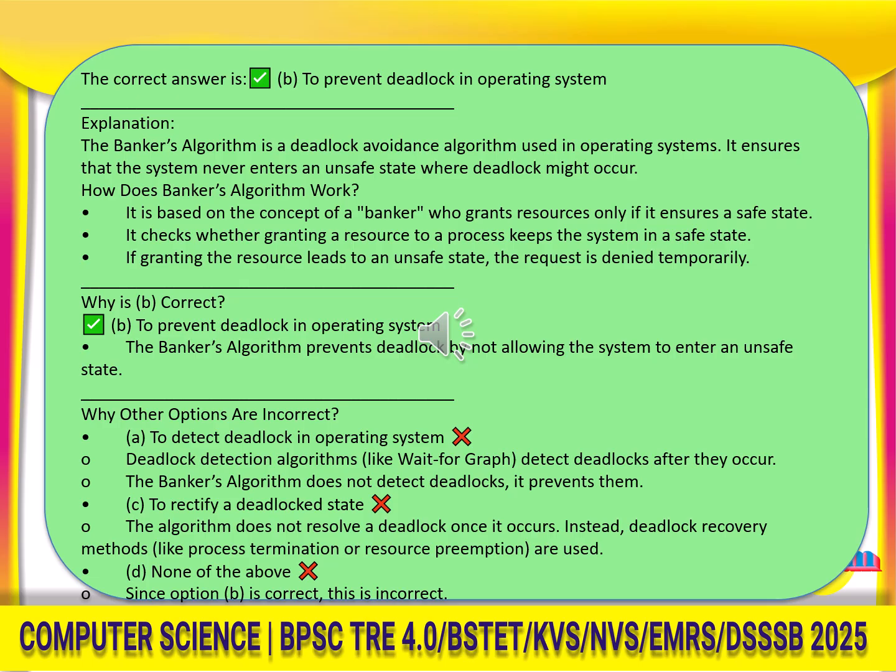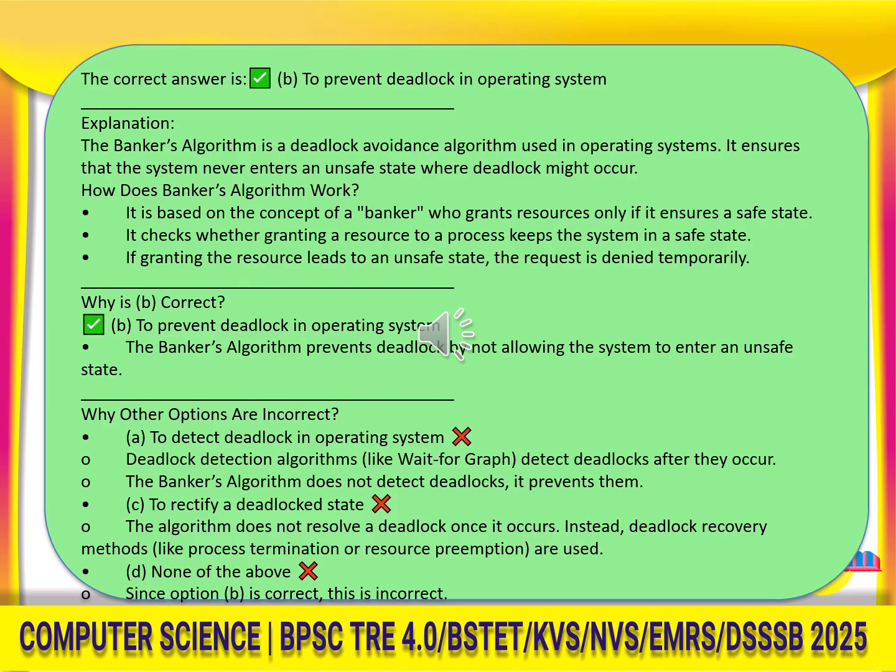Explanation. The Banker's algorithm is a deadlock avoidance algorithm used in operating systems. It ensures that the system never enters an unsafe state where deadlock might occur. How does Banker's algorithm work? It is based on the concept of a banker who grants resources only if it ensures a safe state. It checks whether granting a resource to a process keeps the system in a safe state. If granting the resource leads to an unsafe state, the request is denied temporarily.